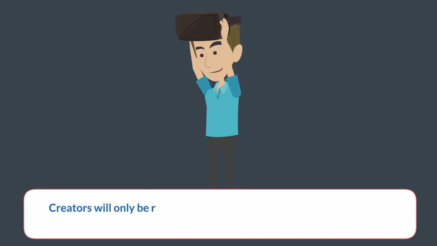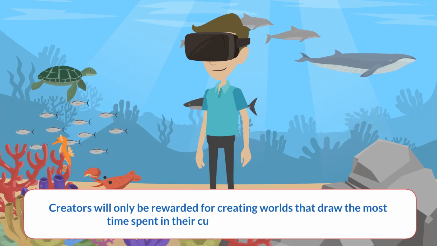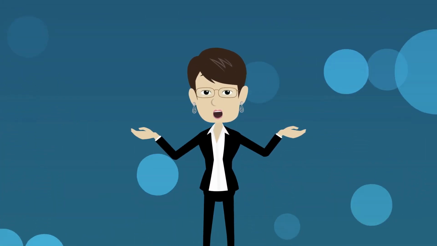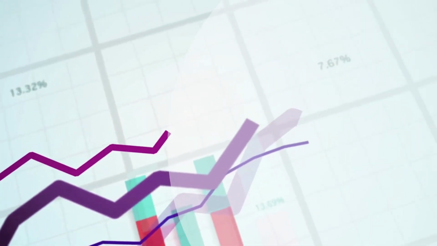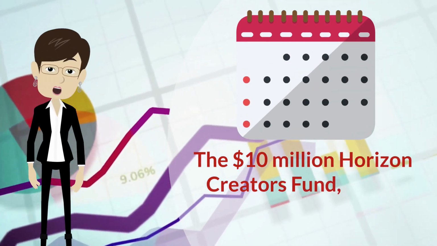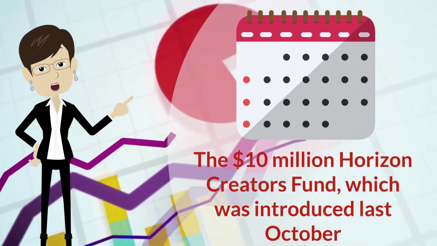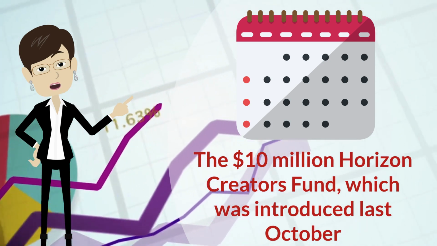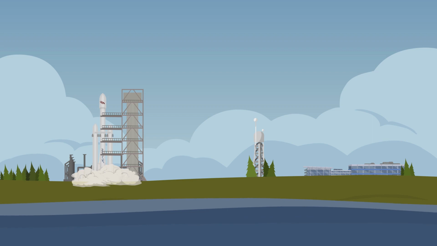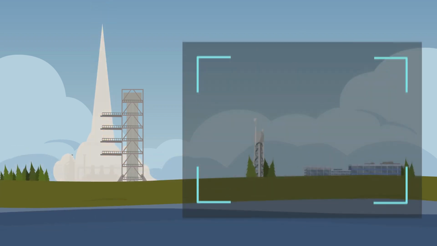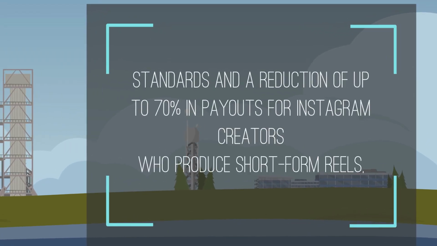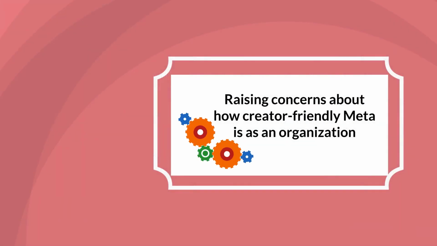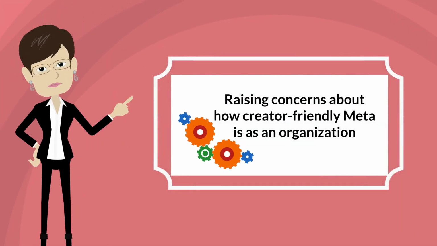Creators will only be rewarded for creating worlds that draw the most time spent in their current constrained scope, which provides insight into Meta's current metaverse priorities. Creator objectives will undoubtedly change as the platform does. The bonus program expands upon the $10 million Horizon Creators Fund, which was introduced last October, and is currently only accessible in the U.S. The launch of the bonus program coincides with a sharp increase in monetization standards and a reduction of up to 70% in payouts for Instagram creators who produce short-form reels, raising concerns about how creator-friendly Meta is as an organization.